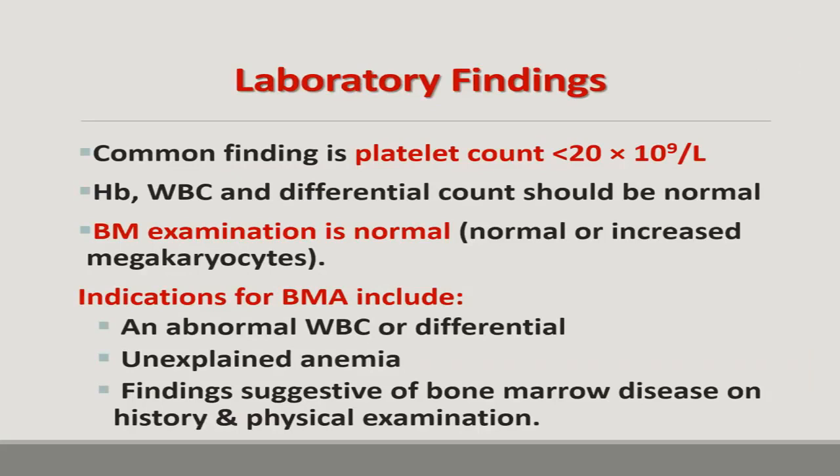The lab finding, as we said, the platelet count is usually severely low, less than 20,000 per cubic milliliter. The hemoglobin and white cell count differential should be normal. Bone marrow examination is normal or shows an increased megakaryocyte to compensate for peripheral destruction of platelets. As we know, the bone marrow examination is optional, but there are specific indications for doing bone marrow, including abnormality in white blood cell or differential, unexplained anemia, or findings suggestive of bone marrow disease in history and physical examination like hepatosplenomegaly or lymphadenopathy.